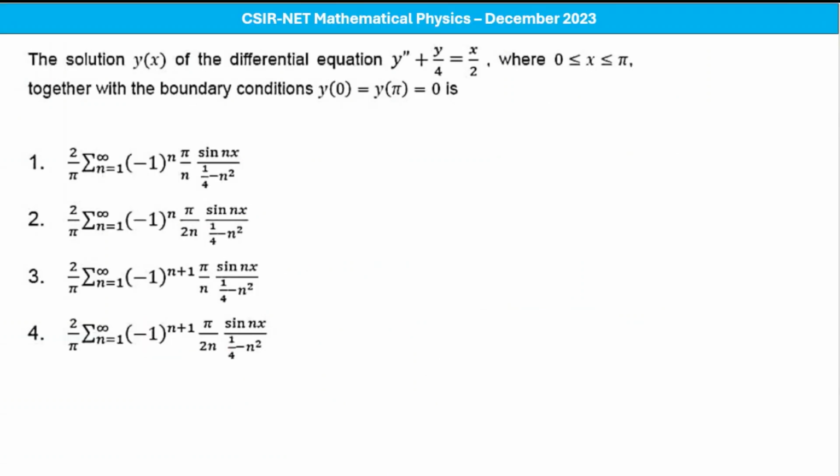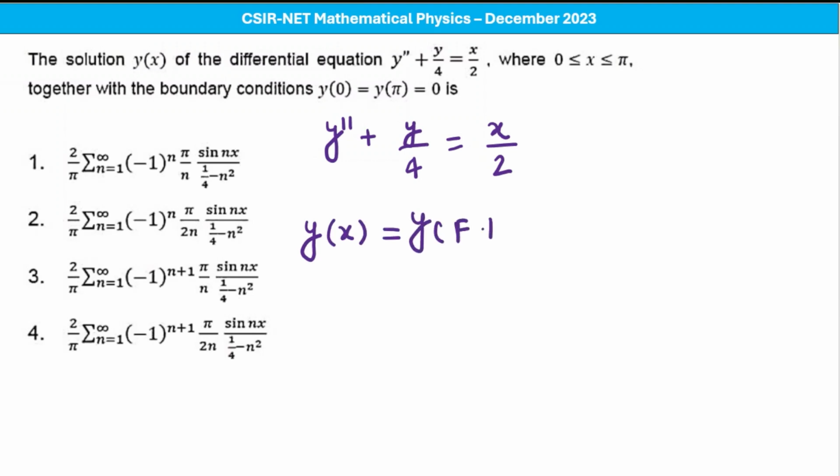The next question is, the solution of the differential equation together with the boundary conditions. The given differential equation is y double prime plus y upon 4 is equal to x by 2. As we can see, the right hand side is not 0. So it is a non-homogeneous equation. For non-homogeneous equations, the solution is a combination of complementary function plus particular integral. So first, solving for the complementary function.